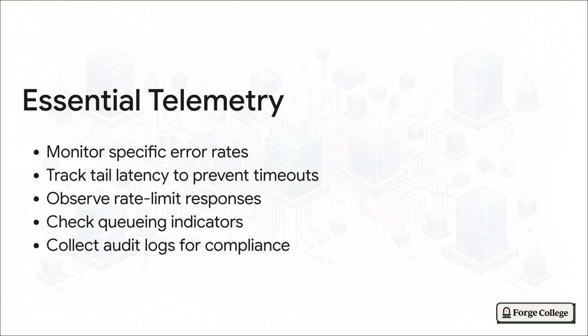To actually make those rapid decisions, you have to track some very specific control signals. We're talking error rates, tail latency, which, by the way, can aggressively inflate your client-side timeouts, rate limit responses, and queuing indicators. Plus, these signals act as the long-term request logs you'll absolutely need for audit-heavy applications. And remember, having a private or self-hosted path makes it so much easier to collect and retain those audit logs for any compliance investigations down the line.